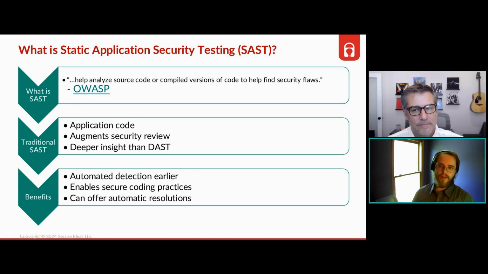So now we're going to talk about, from a higher level, what is static application security testing, or SAST. And this concept has actually been around for longer than just infrastructure as code. If you're new to the security scene, this has been applied to generic application code in the past. OWASP has a definition that they typically use for the actual application code. So what is SAST? It can help analyze source code or compiled versions of code to help find security flaws. That's a short synopsis of what SAST does.